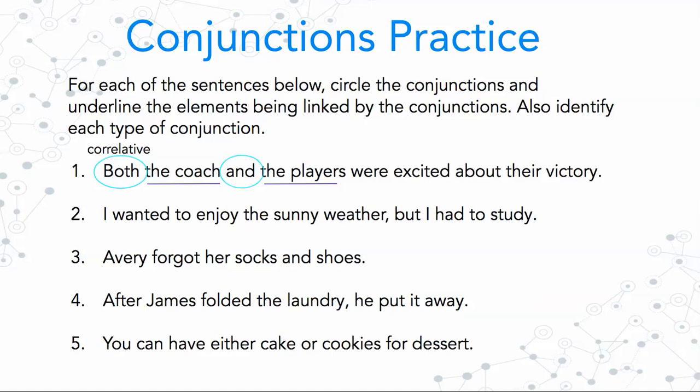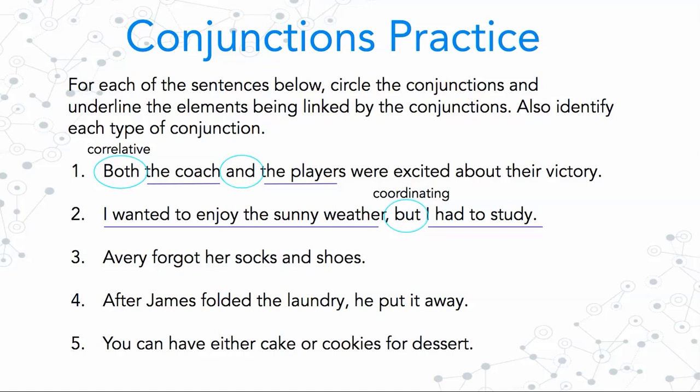Number 2, I wanted to enjoy the sunny weather, but I had to study. Here the conjunction is but. It's joining the complete sentence, I wanted to enjoy the sunny weather, and the complete sentence, I had to study. Please note that I have a comma in front of but because I am joining two independent clauses. This is an example of a coordinating conjunction.